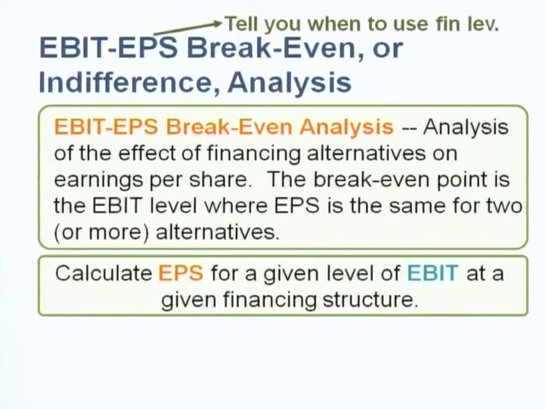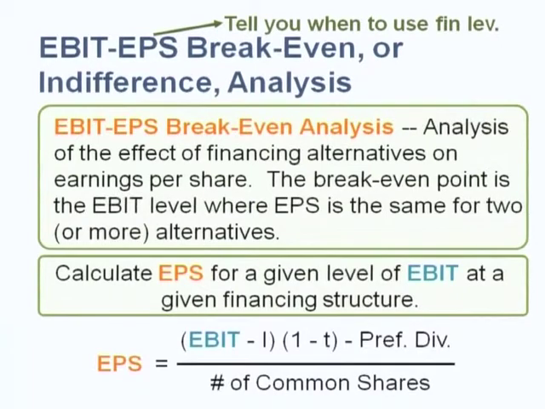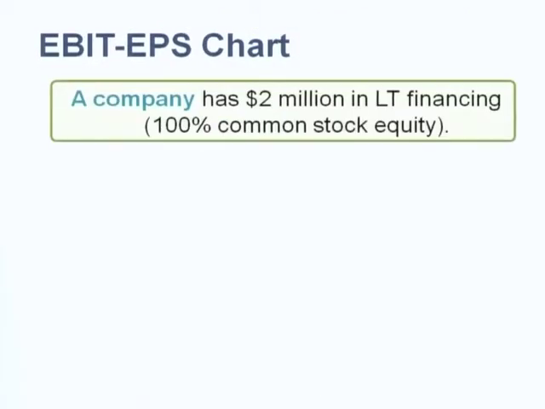So we try to calculate EPS for a given level of EBIT at the given financing structure, so that we have the equation: EPS, earning per share, equals earning available to common stock. You take EBIT minus interest, multiplied by 1 minus T, because we make it after tax, minus preferred stock dividend, divided by shares outstanding, right? This is the formula for EPS. We will use an example to explain EBIT-EPS break-even.